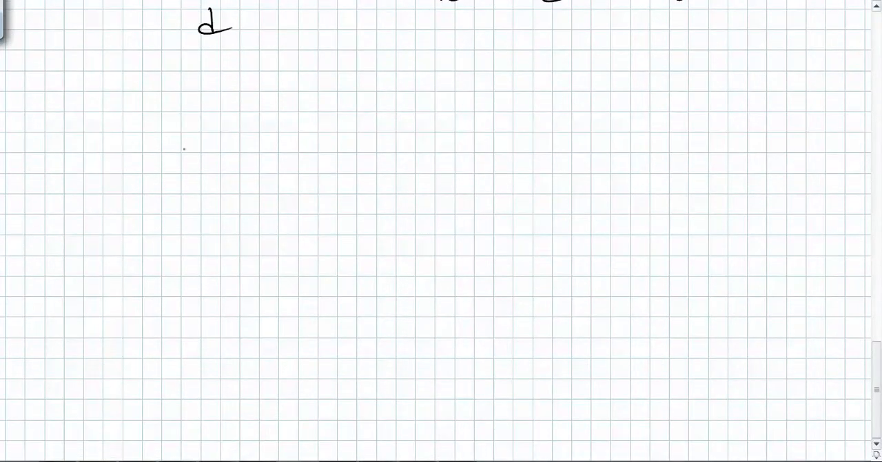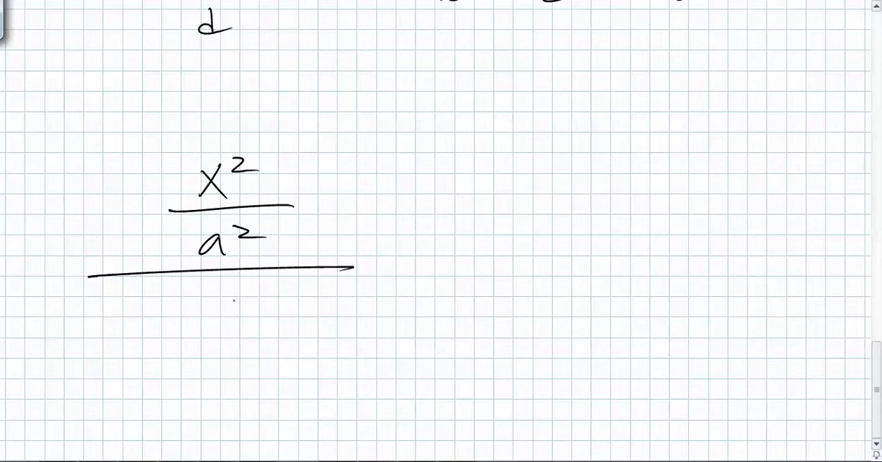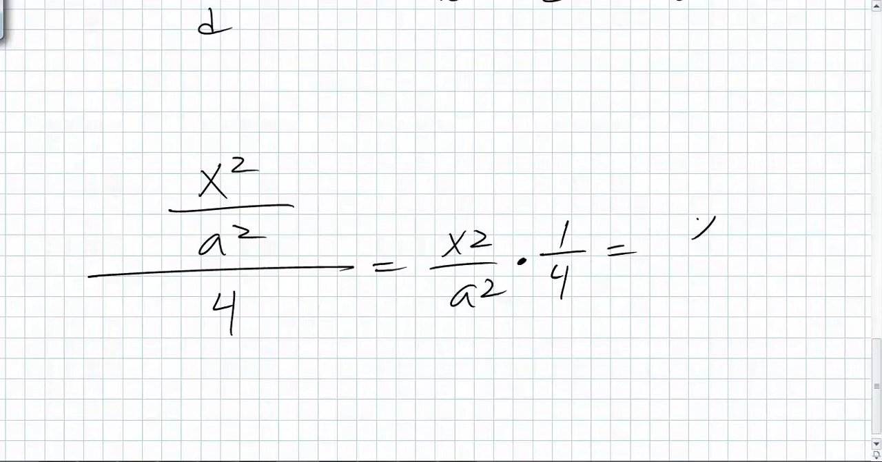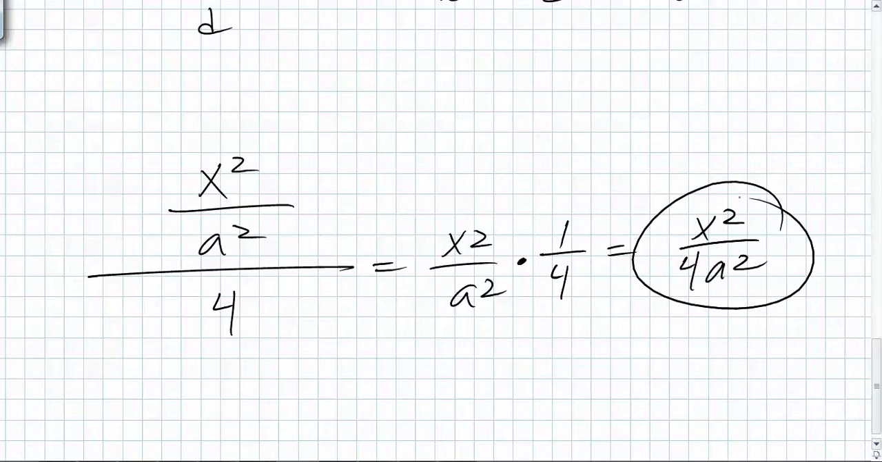So for example, let's say you had x squared over a squared all over 4. That's x squared over a squared times what? 1 over 4. So that's equal to x squared over 4a squared. So don't forget your basic fractions.